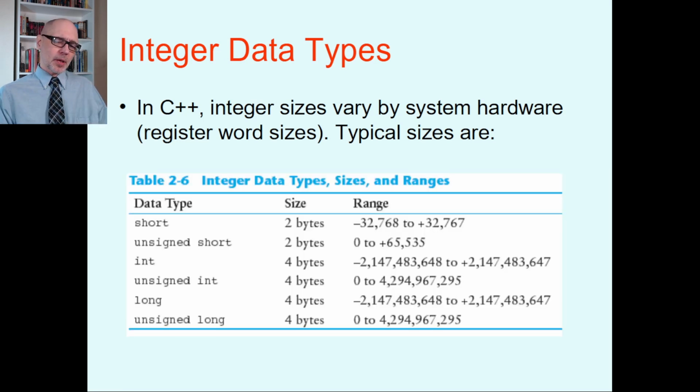So typical sizes for the systems that we will be working on in our course, you've got the short int, which is just 2 bytes long. You can ask for an unsigned short, which is also 2 bytes, but doesn't have any negatives.